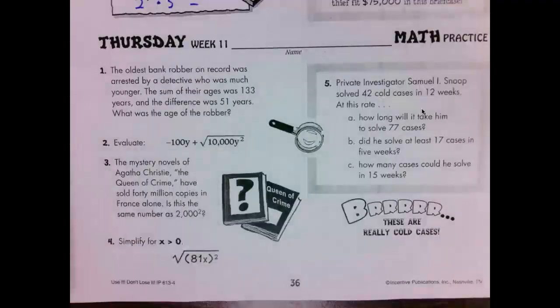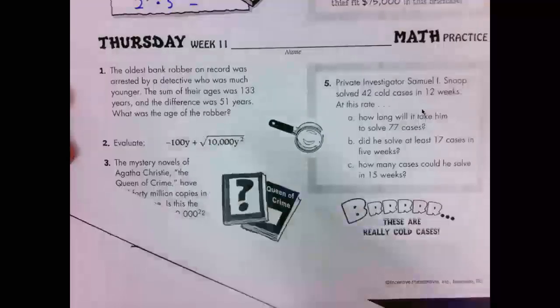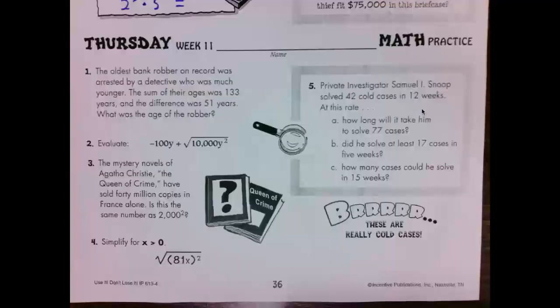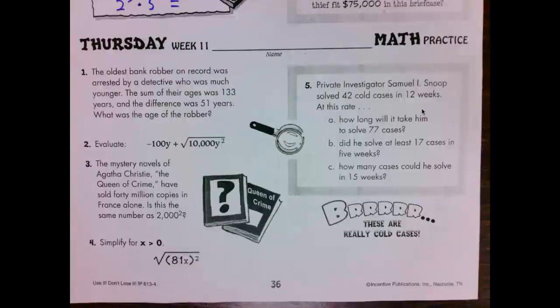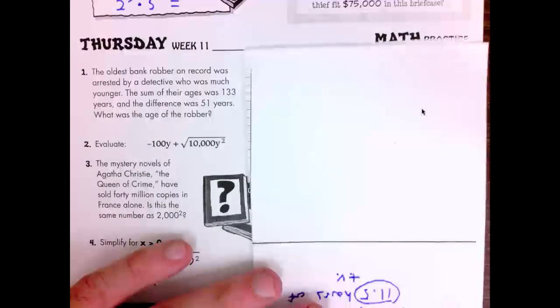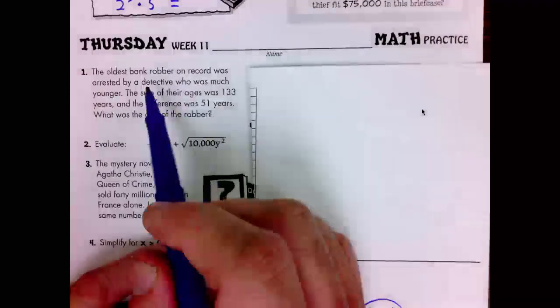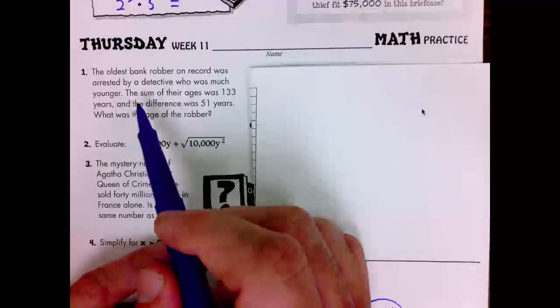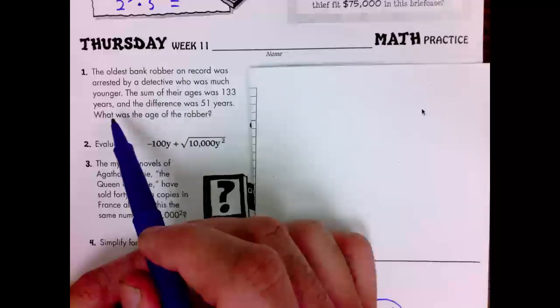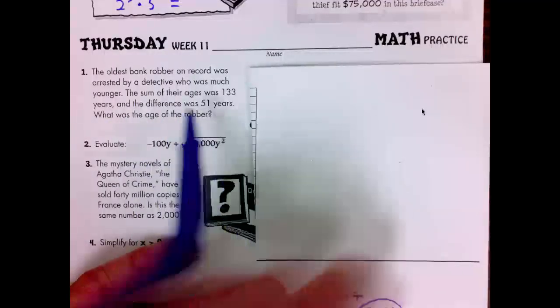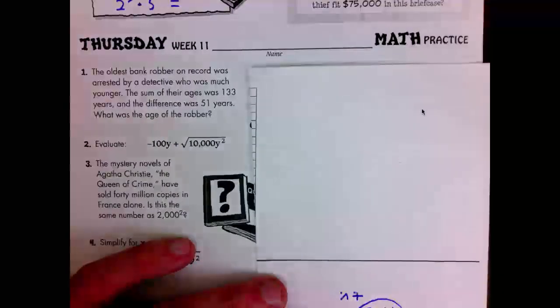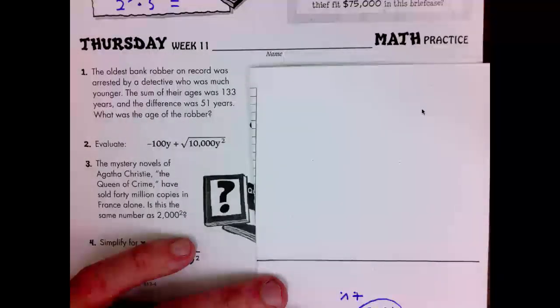Problem number 1. What was the age of the robber? The oldest bank robber on record was arrested by a detective who was much younger. The sum of their ages was 133 years, and the difference was 51. What was the age of the robber?